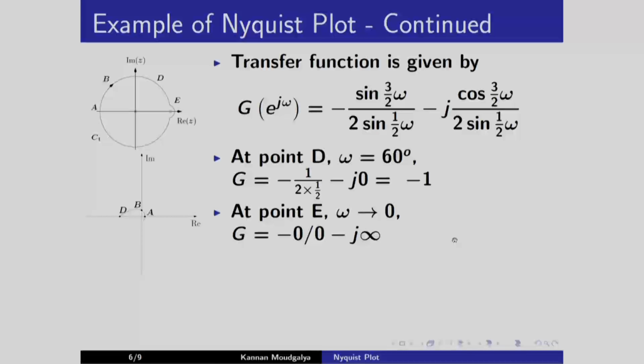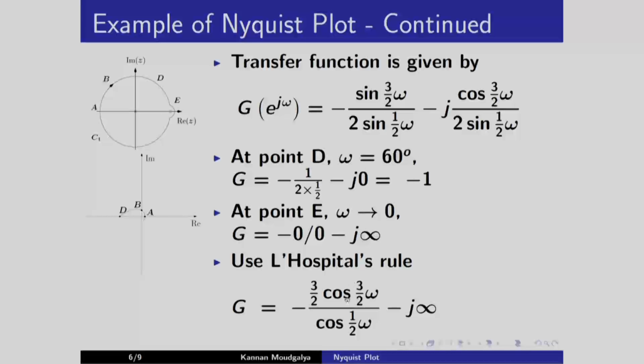So what do we do? I use the L'Hopital's rule. Here is the L'Hopital's rule. I have to differentiate both the numerator and denominator with respect to omega. So I differentiate and I get this. Now let me substitute omega equals 0. You see that cos terms result in 1. So this is minus 3 by 2 minus j infinity. So this will go somewhere here. It is minus 3 by 2 here, and it is infinity in this y direction. So here is the plot.